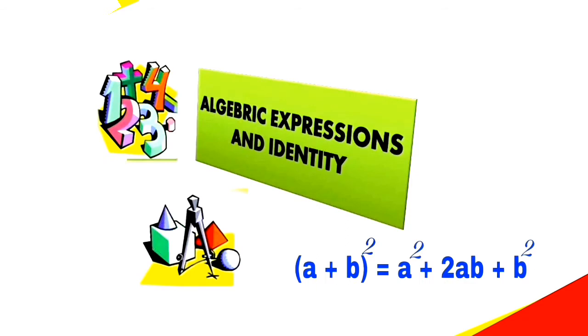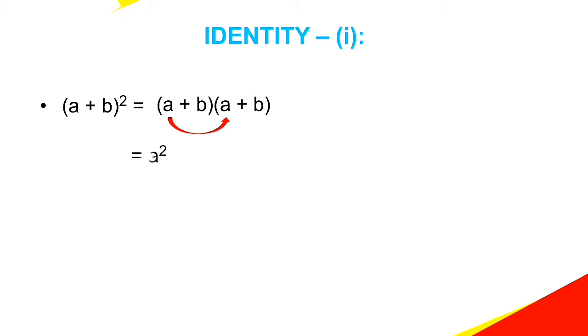Algebraic expressions and identities. That's the identity 1. A plus B whole square. What we can get? Because A plus B is repeating 2 times. So what we can get? A plus B into A plus B. Right, first we are going to do A into A, which can be written as A square. Next, A into B can be written as AB.